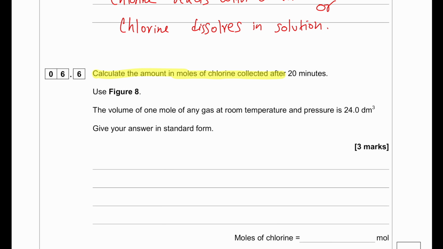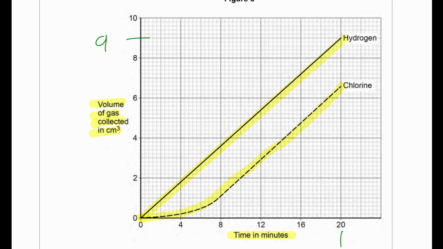Calculate the amount in moles of chlorine collected after 20 minutes. The volume of 1 mole of gas at room temperature is considered 24 dm cube. Give your answer in standard form. So guys, we can see that after 20 minutes we have collected about 6.6 cm cube of chlorine gas.